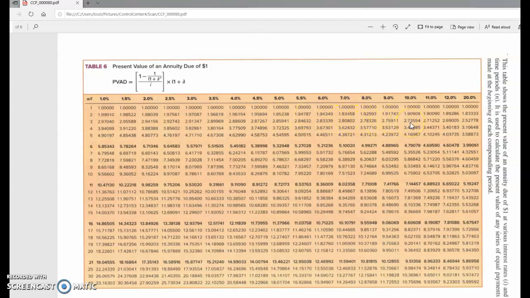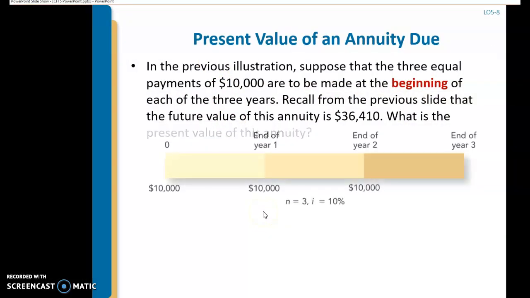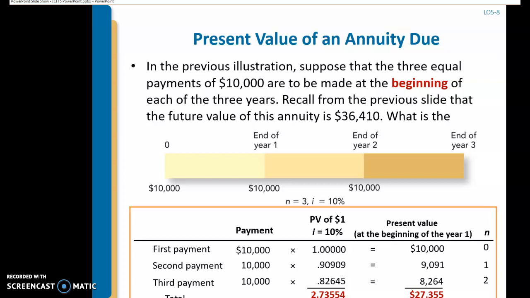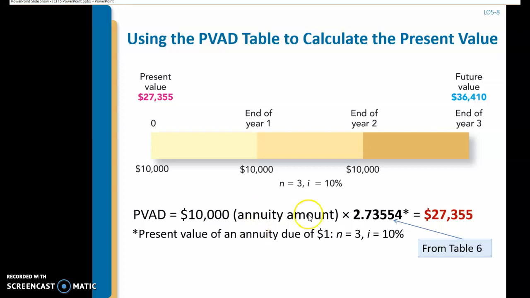And you get a factor of 2.73554. Multiply that factor times $10,000 and you get $27,355 rounded. They'll do it the long way first, 27,355, then they'll do it the way we just did it by looking at the present value of an annuity due, PVAD, table, and coming up with a factor times the annuity amount of $10,000.